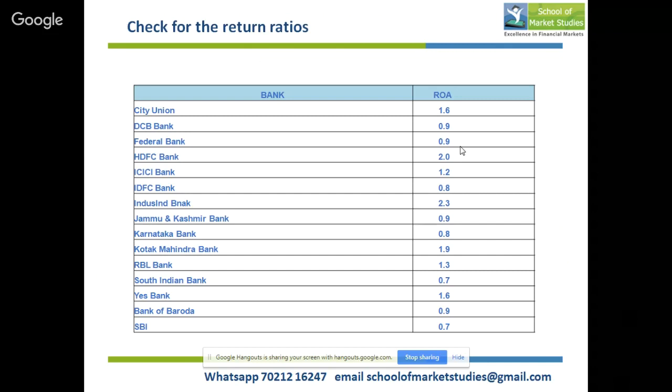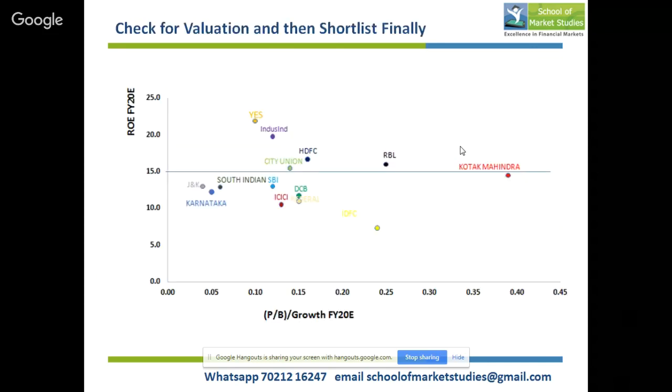Now we go to another level of checking, which we will do on the basis of valuation. If you notice, what we have done is plotted the ROE of the banking segment on the y-axis, and on the x-axis the price to adjusted book divided by the 2-year CAGR growth. So sort of a PEG ratio. We have replaced the P by G ratio with a price to adjusted book by G.